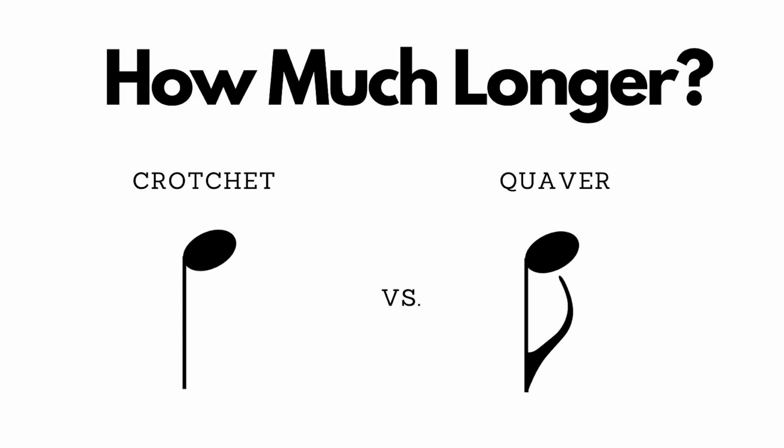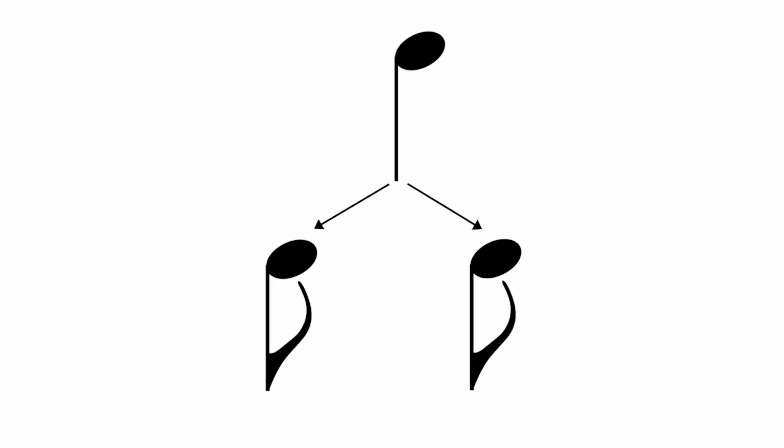Now that brings us to our second question, which is how much longer? How much longer is a crotchet compared to a quaver? The crotchet is actually twice as long as the quaver. So that means in one crotchet, we can fit two quavers in it.